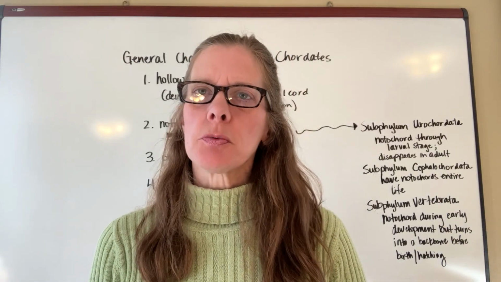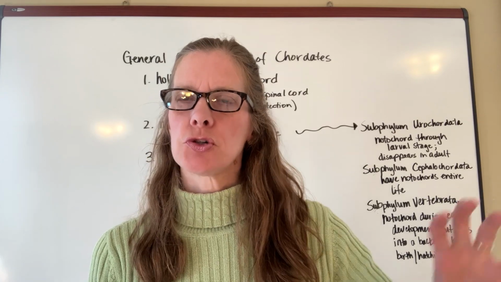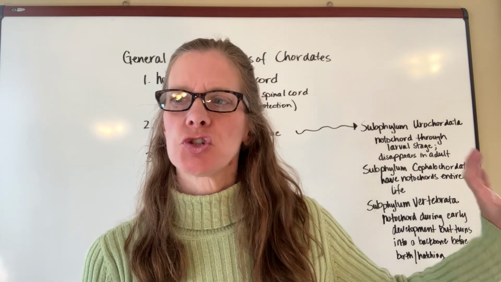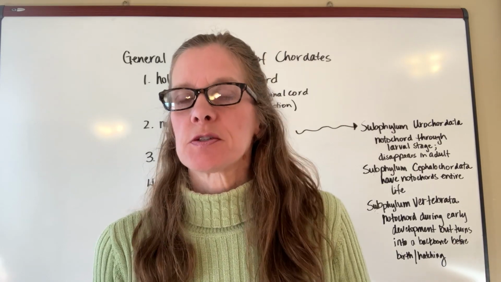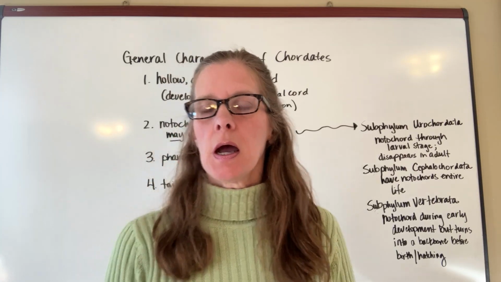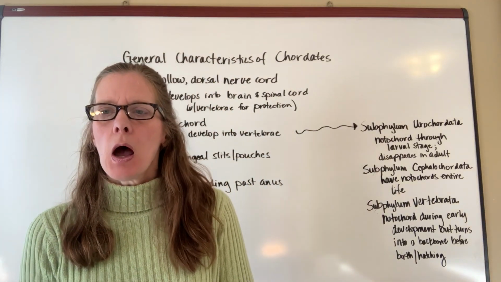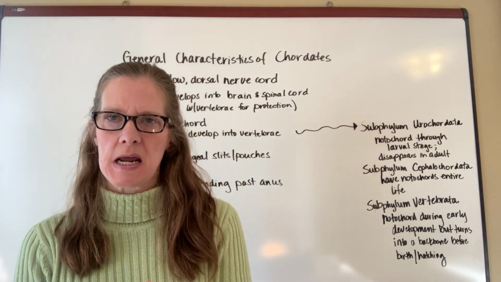In this chapter, we're going to start talking about the vertebrates compared to the invertebrates, which we were talking about in the last two chapters. Now we're going to be talking about the vertebrates, which really is most of the animals that we probably are most familiar with because they're the ones that we probably spend the most time around. We're going to look at the four general characteristics of chordates.